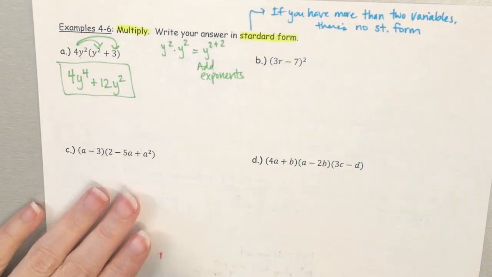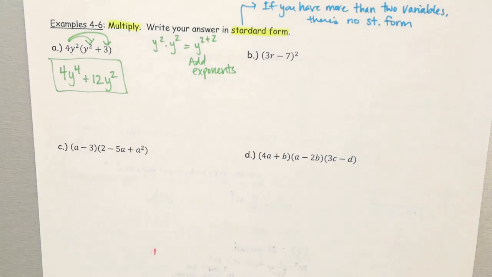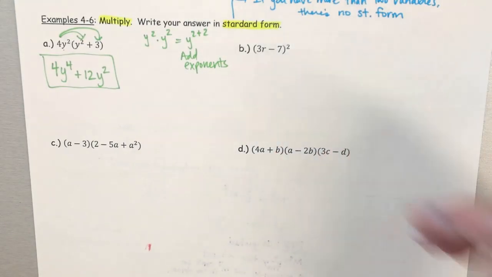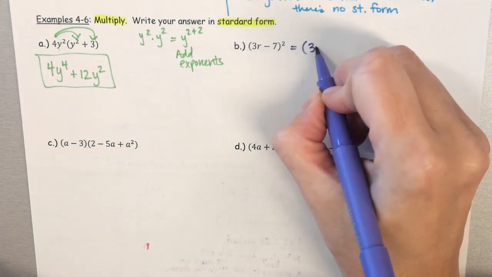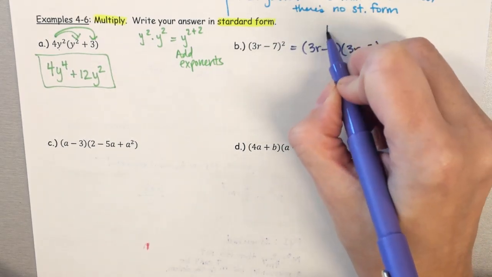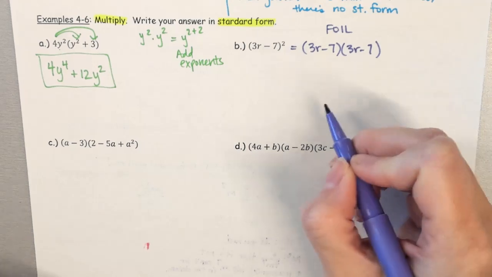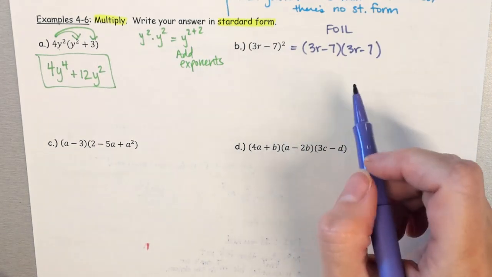Okay, now for B, this is one that people commonly get wrong because they distribute the square. But remember, we did a lot of work with our perfect square trinomials. Remember how this is a perfect square trinomial? Like what we did with completing the square? So this really means 3r minus 7 times 3r minus 7. So we can expand this using FOIL. Or if you remember your perfect square trinomial pattern, you can do that too.